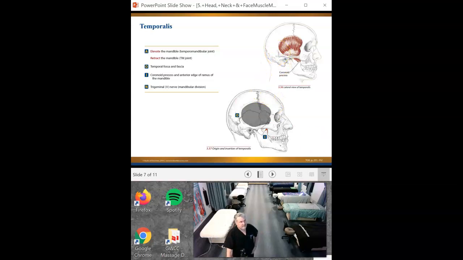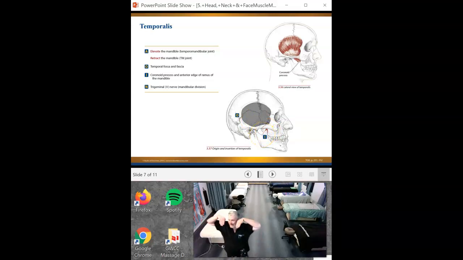So, if there's tension in the temporalis and it's attached to all the fascia of your head, and it's attached to the parietal bone and the frontal bone and the sphenoid bone and the temporal bone, and inserts into the coronoid process of your jaw, could we see that could cause some problems? Yeah. The other thing is, look, it's in back here, and it kind of reaches forward.